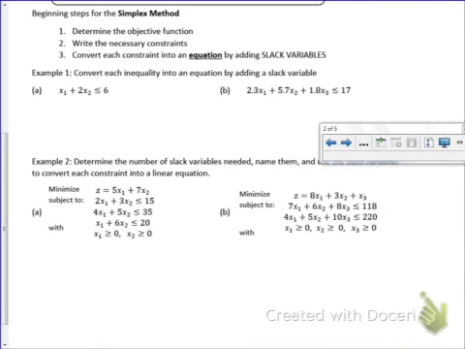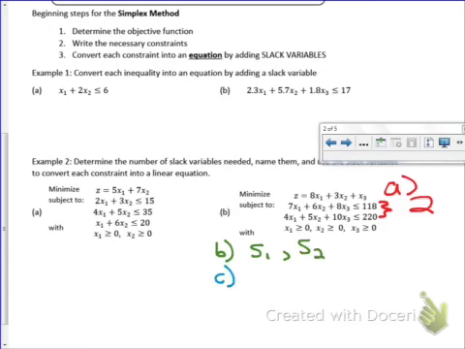Okay, so we're going to do the same thing here with part B. The first thing we had to do was say how many we needed. There are only 2 constraints right here, so we only need 2 slack variables. And then we need to name them, and they're just going to be S1 and S2, because that's all we need.